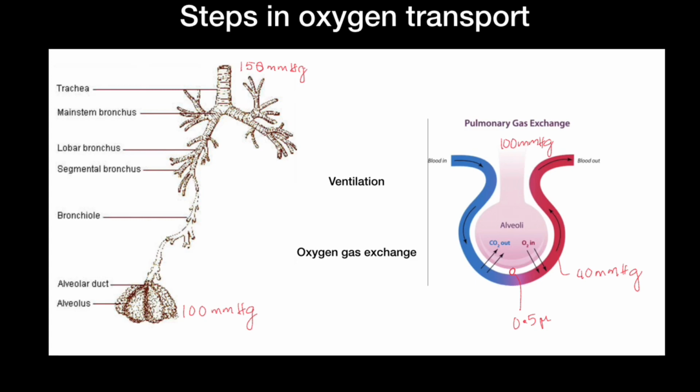Now, by the time the oxygen has reached the alveoli, the PO2 has fallen further down. Now it reaches around 100. And why has it fallen down? Because of two reasons. One is the removal of oxygen by the pulmonary capillaries and its continual supply by alveolar ventilation.